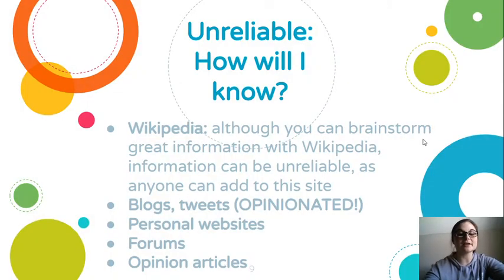So unreliable, how will I know? Wikipedia is not reliable. No matter what you guys want to tell me, Wikipedia is not reliable. Although you can brainstorm great information with Wikipedia, information can be unreliable as anyone can add to this site. So I could go on LeBron James' Wikipedia page and put that he's the worst player in NBA history. That obviously isn't true. But Wikipedia would be like, yeah, sure, okay, we'll take that. And it won't go noticed until someone else goes in and changes it again. So Wikipedia is really good to get like a base knowledge, but it is not good if you are researching.